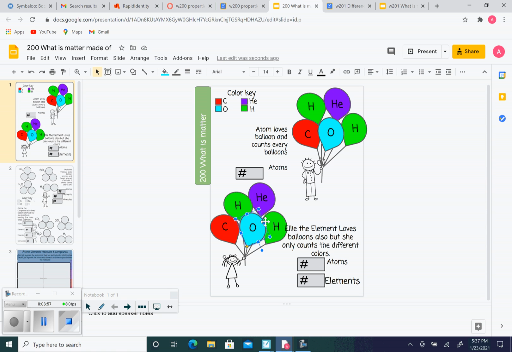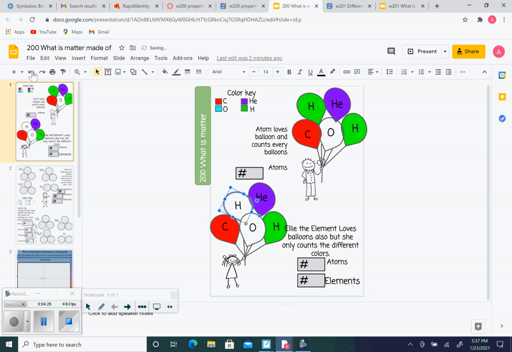Same thing right here. You've got 5 atoms, so you're going to type 5 right here. And then you've only got 4 different symbols. You've got carbon, hydrogen, helium, and oxygen. It doesn't matter that you have 2 hydrogens. All you're looking at is the different elements, just the different symbols. So you would have 4 elements right here.